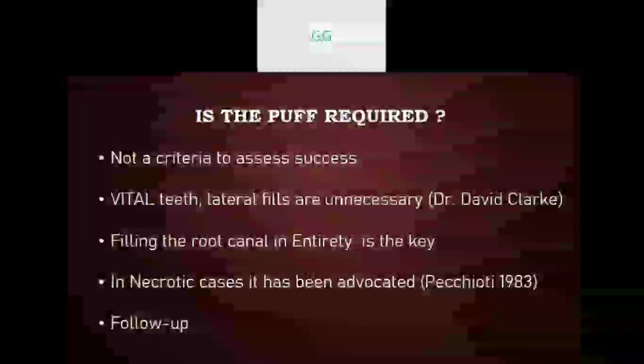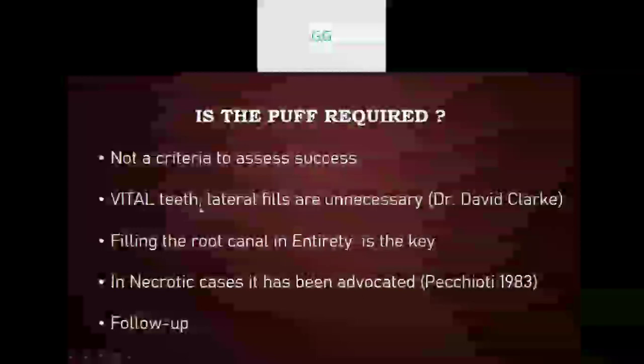What is more important to assess the success is the patient's symptoms and the patient comfort. At any point, whenever sealers are present, sealers are going to create an irritating response in the periodontal tissue. So that is why it has to be kept in mind that the success is to be assessed using the patient discomfort or the patient comfort scale.